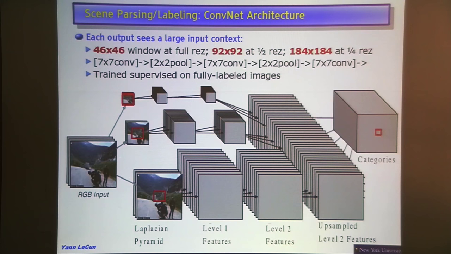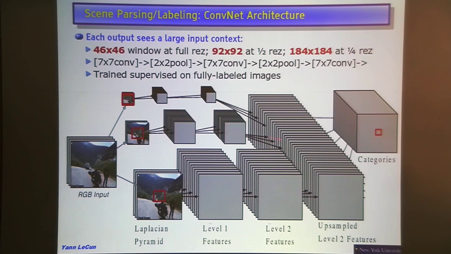What Clément devised was this multi-scale convolutional net where you take the image. It's a three-channel image because it's got Y, U, and V components, luminance and chrominance components. You take the image at its original resolution, and you take the same image at half resolution, and then reduce it by a factor of 4. You're going to feed those images, after proper high-pass filtering and contrast normalization, to three copies of the same convolutional net, essentially.